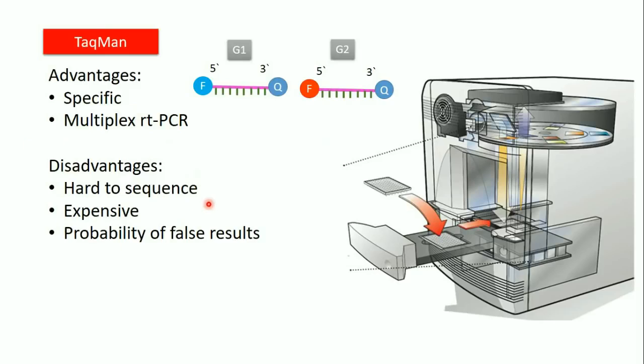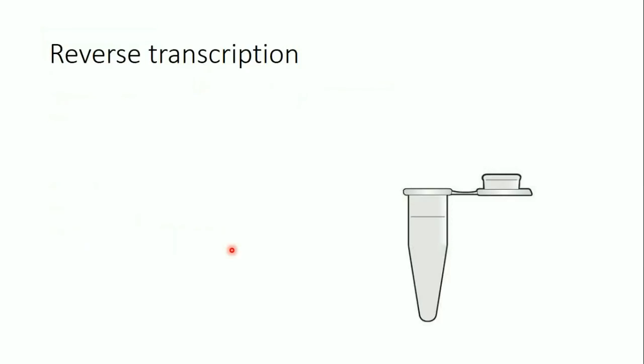Some of the disadvantages: it's hard to design because the sequence needs to be highly specific. So it's expensive. And there is a probability of false results, which is derived sometimes from the inability of the quencher to totally inhibit the fluorescence coming out of the fluorophore. Sometimes the quencher will not be so effective in inhibiting the fluorophore, which might give false results, but this is rare.